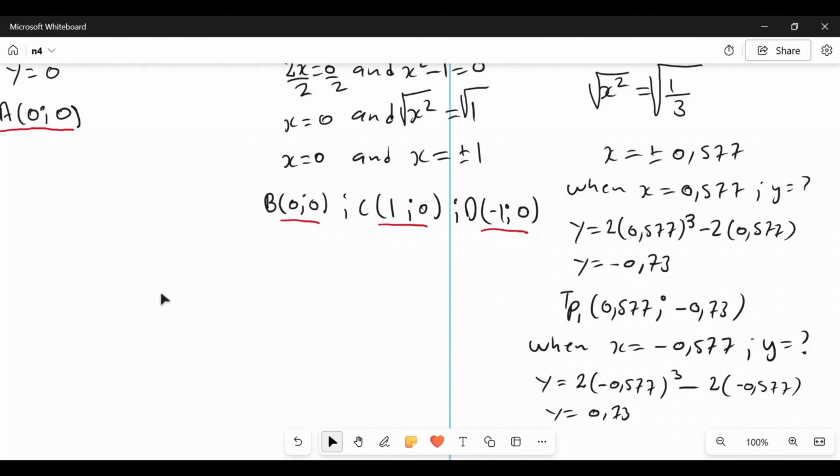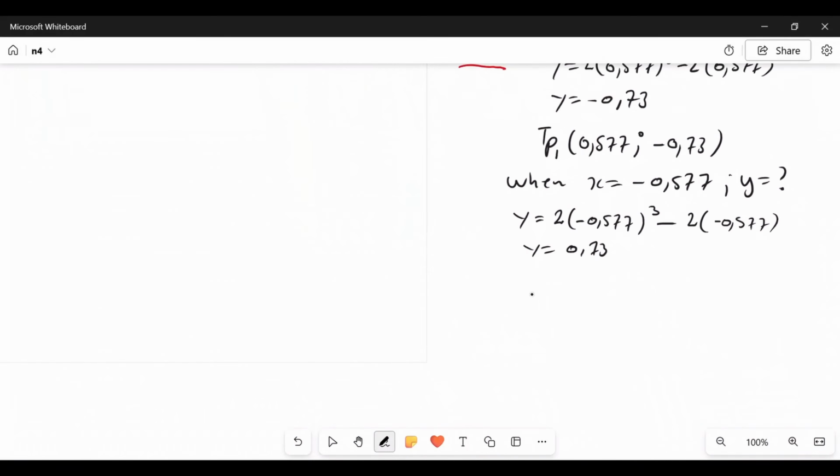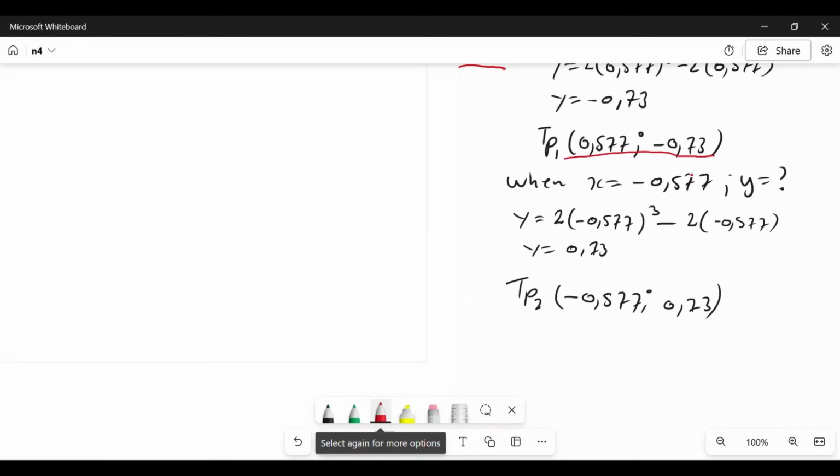Right. Let's write the coordinate of turning point 2. Let me create space. So TP2 is going to be negative 0,577 for x, and as for y it is going to be 0,73. Right. Let me highlight them very quickly. We have TP1 here, and turning point 2 there. Now what is left for us is to draw our graph. Let me create a space again so that we can draw our graph.